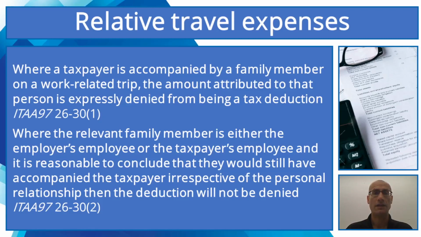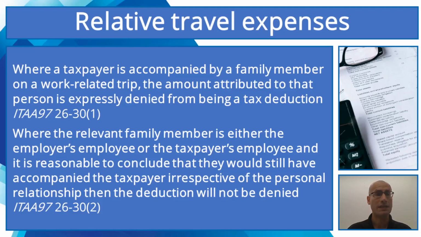And as such, if you take a relative, it is expressly disallowed that you can claim their portion as a tax deduction. You simply can't. So you have to carefully go through and map out which is the stuff allocated to the person on the work-related trip and which is allocated to the partner.